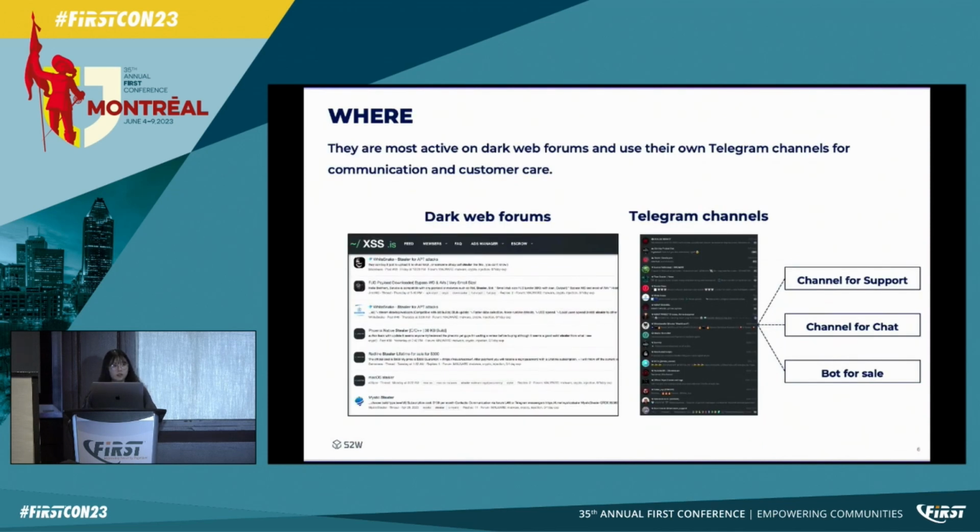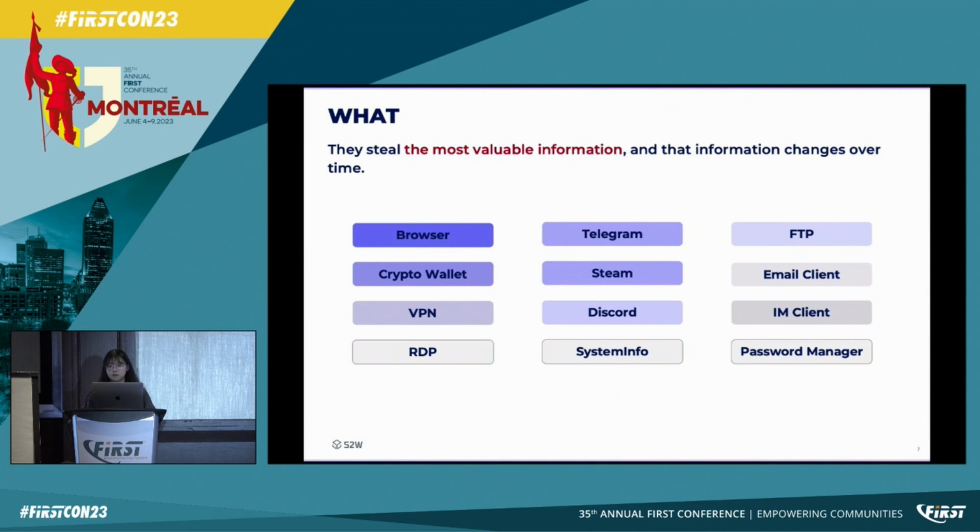Then where are all these stealers, and the groups that run and distribute them, being sold and active? They're most active on the dark web forums to advertise their stealers and use their private Telegram channels or bots for communication or customer care. The primary purpose of stealer operators and distributing groups is information theft, so they steal a variety of information that exists on the infected devices. Over time, the percentage of the items stolen changes slightly, and there may be newly added or deleted items.